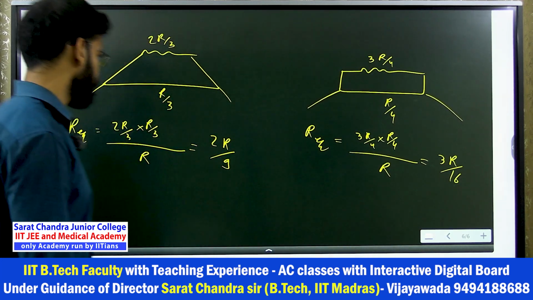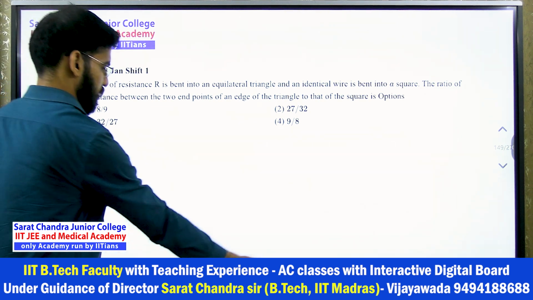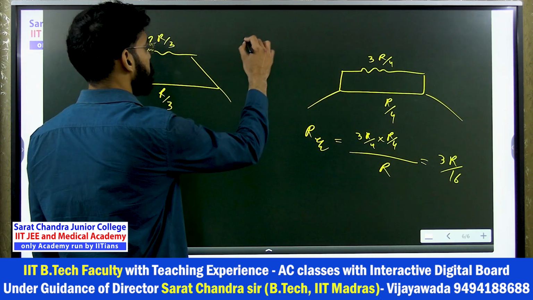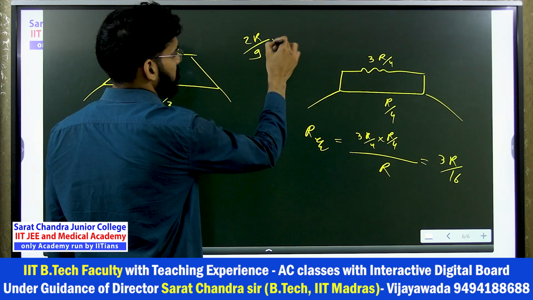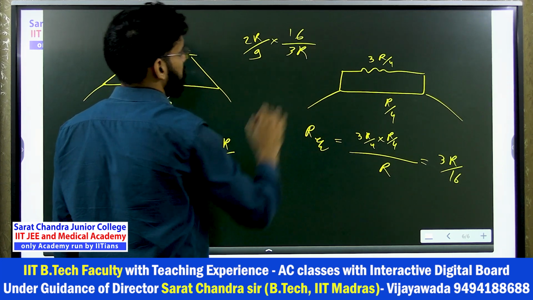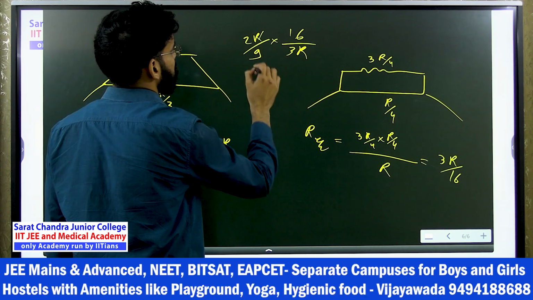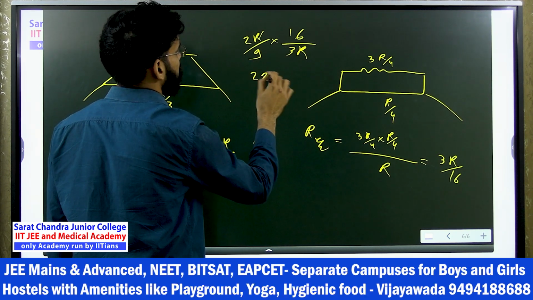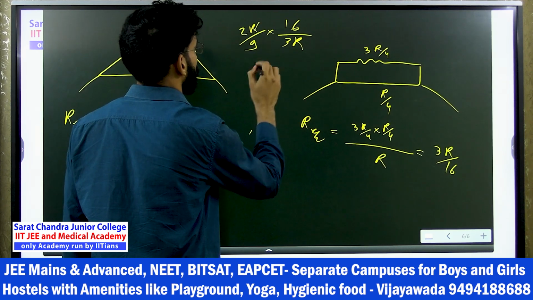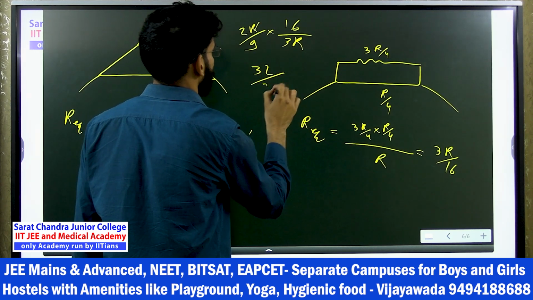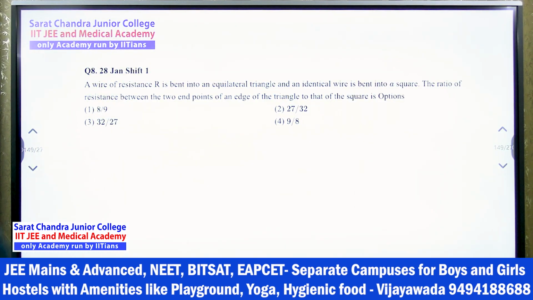Okay. Now the ratio is asking triangle to square, or square to triangle? Triangle to square. So for the triangle, that is 2R by 9, divided by 3R by 16. So multiply by 16 by 3R. Okay. R got cancelled out. This 3, this is 16, 2 into 16, 32, sorry. 32 by 27. Okay. So 32 by 27, third option.